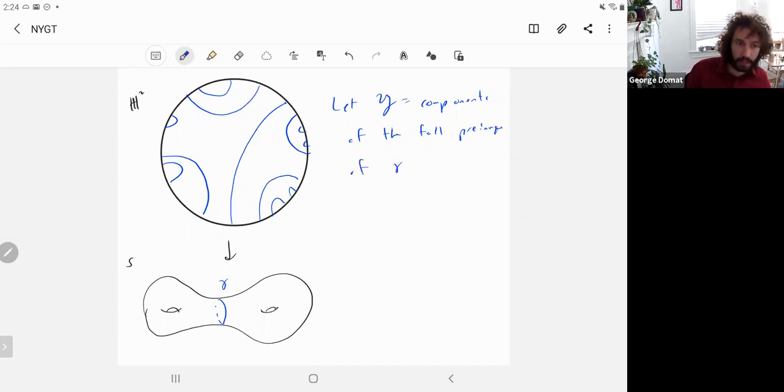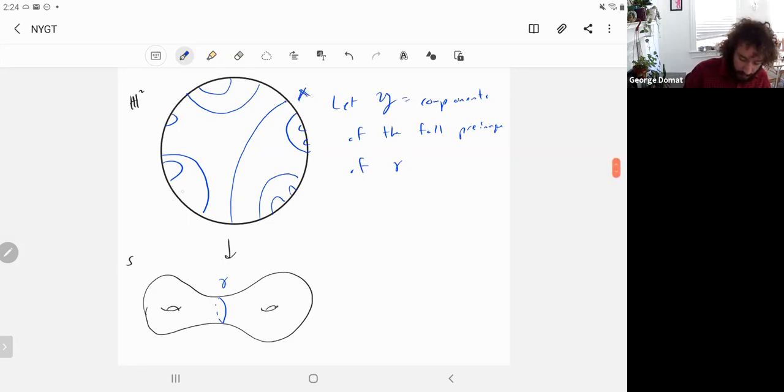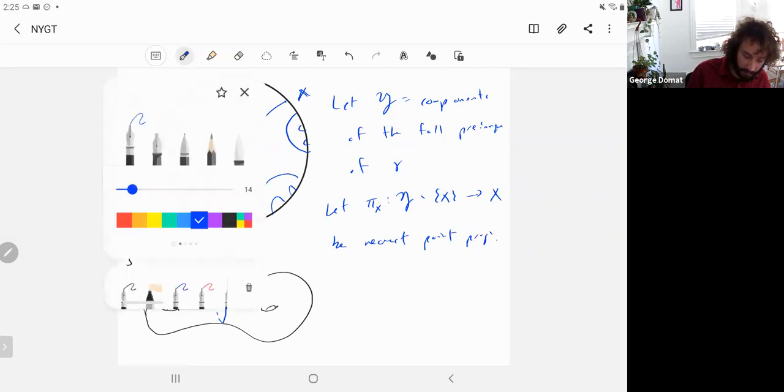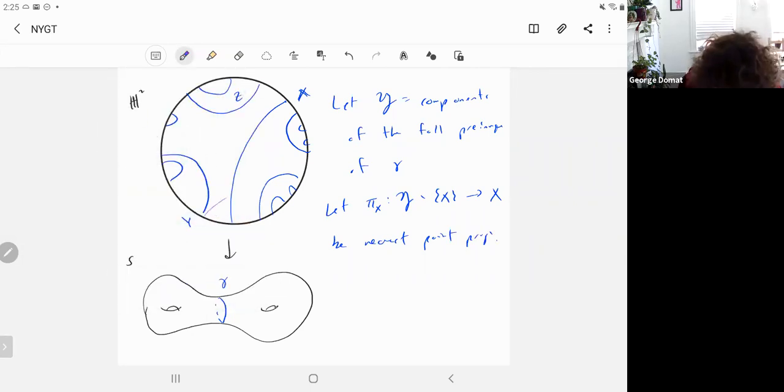Of gamma. Okay, and now we want to define projection distances. So let's look at three of these. Let's say x, this one's y, and this one's z. Well, first we're going to define projections. Let pi sub x, from all the things that are not x to x, just be nearest point projection. So all of y will project onto x, and all of z will project onto x. So this will be pi x of y, and this will be pi x of z.